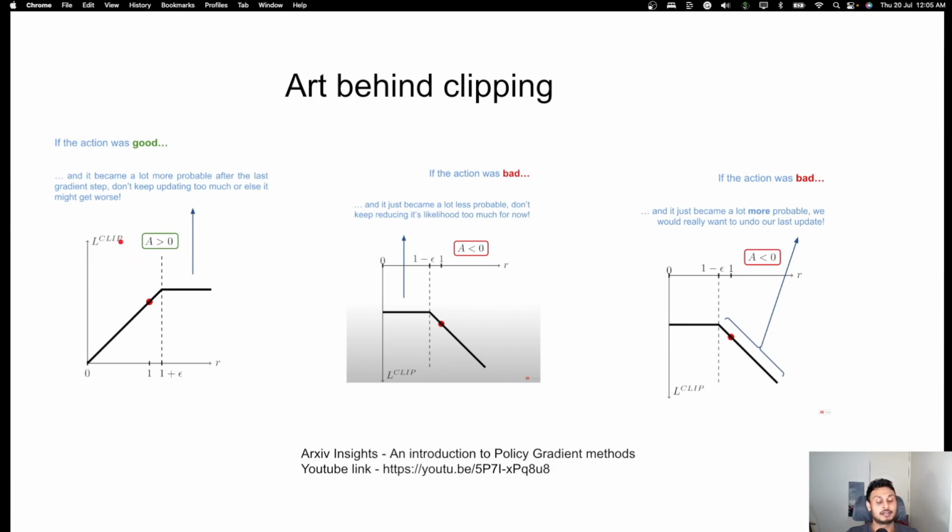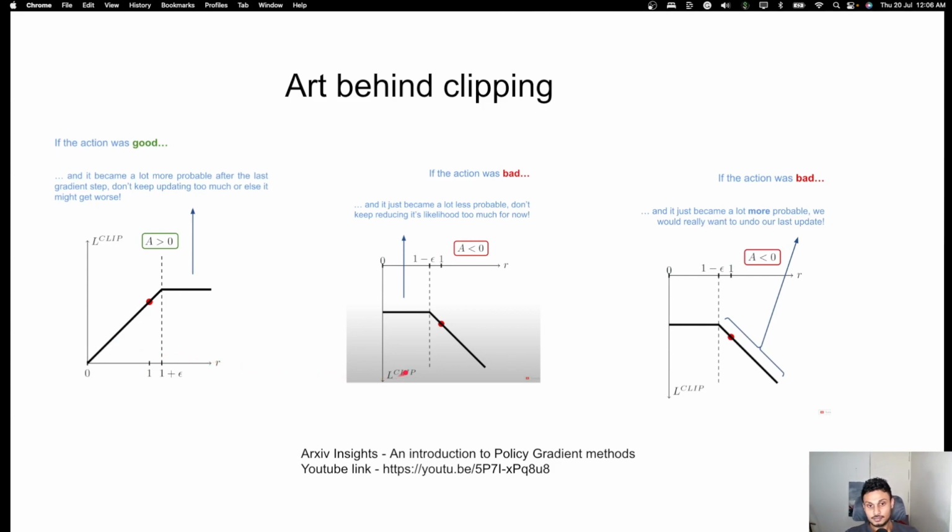In the first case, the advantage is good. That means your algorithm has taken a decision, and it has got really good feedback. But if the ratio is too large, that means your current action probabilities are larger compared to the previous one. If it is too different, you don't get too greedy and update your model. You say, no, I'm not going to update after this. I'm only updating my parameters in this region.